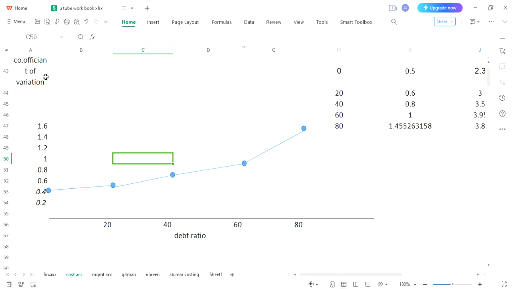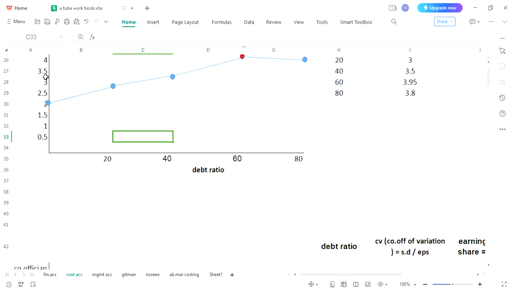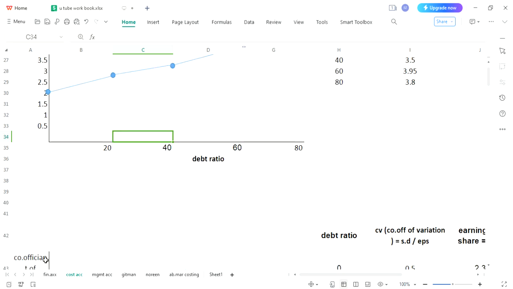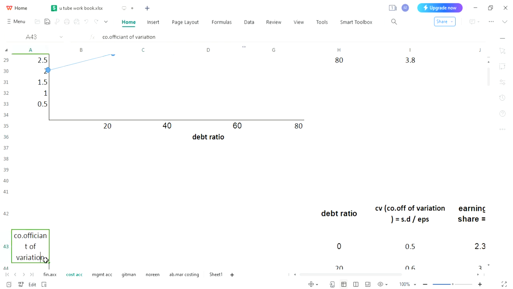Coefficient of variation, let's see the spelling of coefficient of variation. Coefficient. We are actually not saying coefficient of relation, but coefficient of variation.